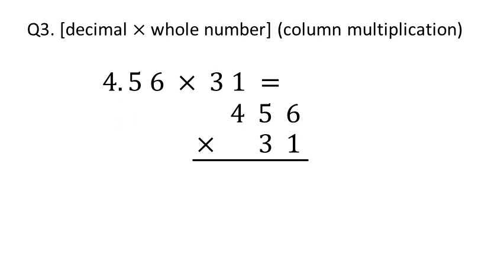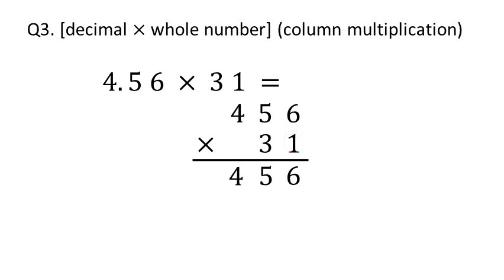We need to focus on 1 first. 6 times 1 becomes 6, so 6 moves down. 5 times 1 is 5, and 5 moves down. 4 times 1 is 4, and 4 moves down.